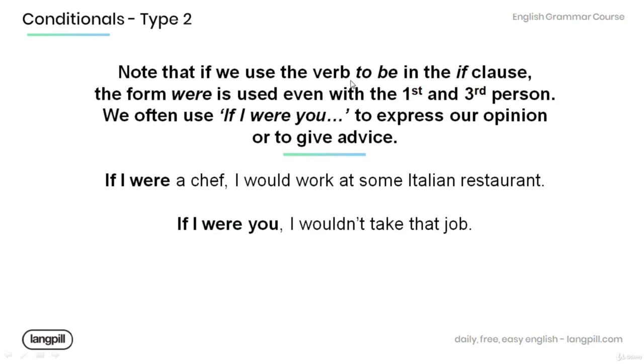Note that if we use the verb to be in the if clause, the form were is used even with the first and third person. Now we often use if I were you to express our opinion or to give advice. Have a look at the examples below. If I were a chef, I would work at some Italian restaurant. Expressing opinion. If I were you, I wouldn't take that job. Giving advice.